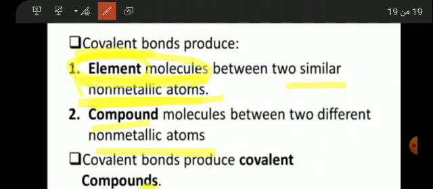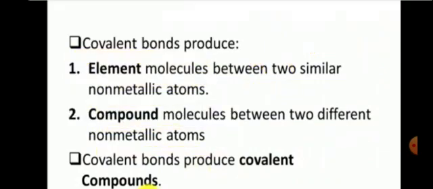So covalent bonds form element molecules, and this happens between two similar non-metallic atoms, or a compound molecule, which is between two different non-metallic atoms, such as H2O, which is between H and oxygen. Okay. Covalent bonds produce covalent compounds. All good?